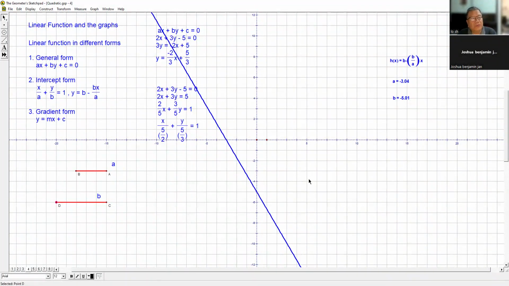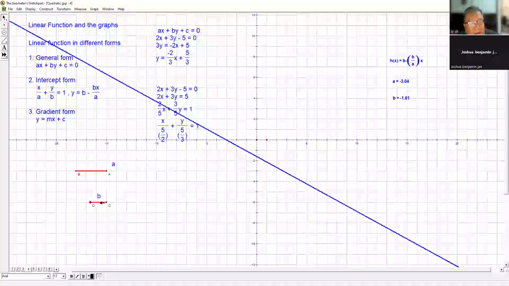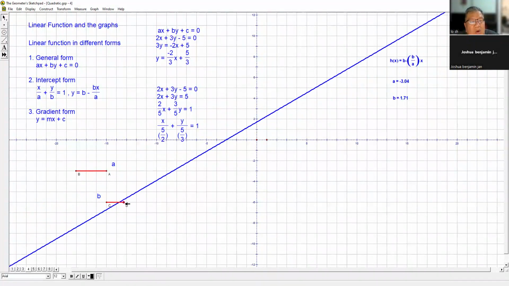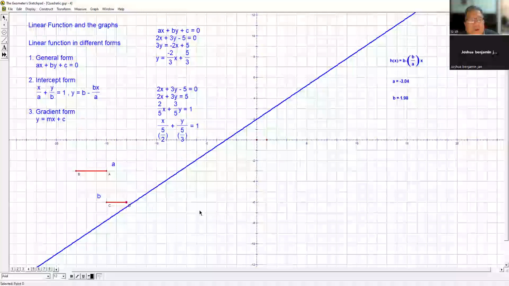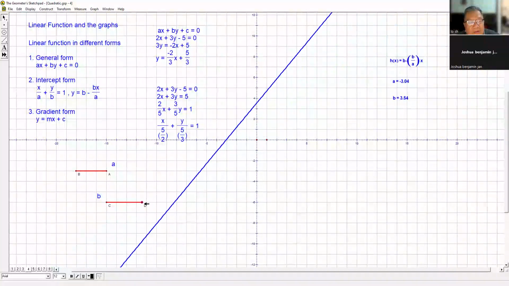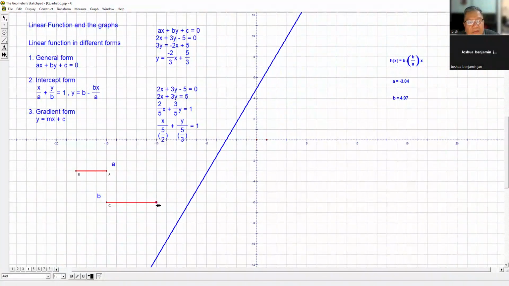Okay, so can the y-intercept be positive or not? Okay, we'll try. Pull back. This is positive 1. I make it 2. The y-intercept is positive 2. I make it 5. 3, 4, 5. The y-intercept is positive 5.